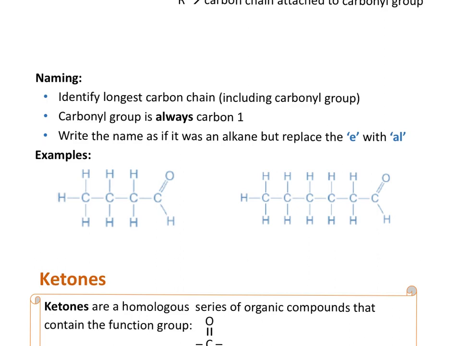Once again, longest chain, 1, 2, 3, 4. That makes this but-, and this would be butanal because it's got an AL. Next one, 1, 2, 3, 4, 5, 6. That makes it hexanal. Very simple. Moving on to ketones.